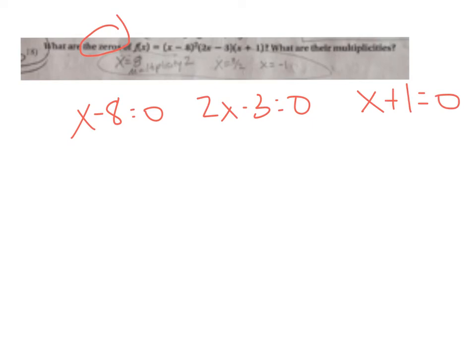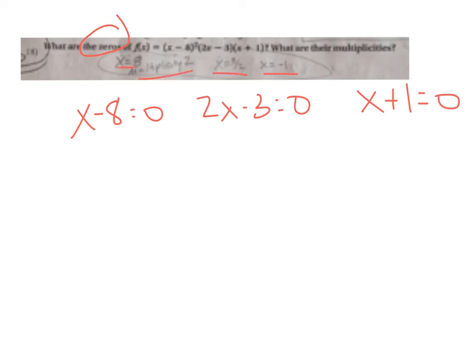Okay, so this one, what are the zeros? Zeros means find the solutions here. So it's already factored for us. X minus 8 quantity squared, 2x minus 3 quantity, times the quantity of x plus 1. So when it's already factored, all you have to do is split them up. So we really just did x minus 8 equals 0, 2x minus 3 equals 0, and x plus 1 equals 0. So that's where these 3 solutions came from.